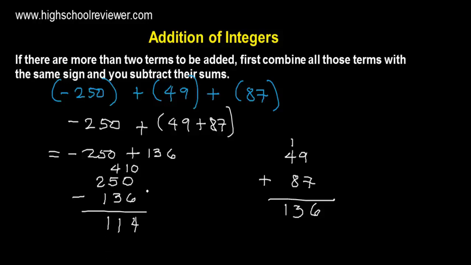And we will follow the sign of the larger number, and that is negative from 250. Therefore, negative 114, this is now the final answer of our problem number 2.